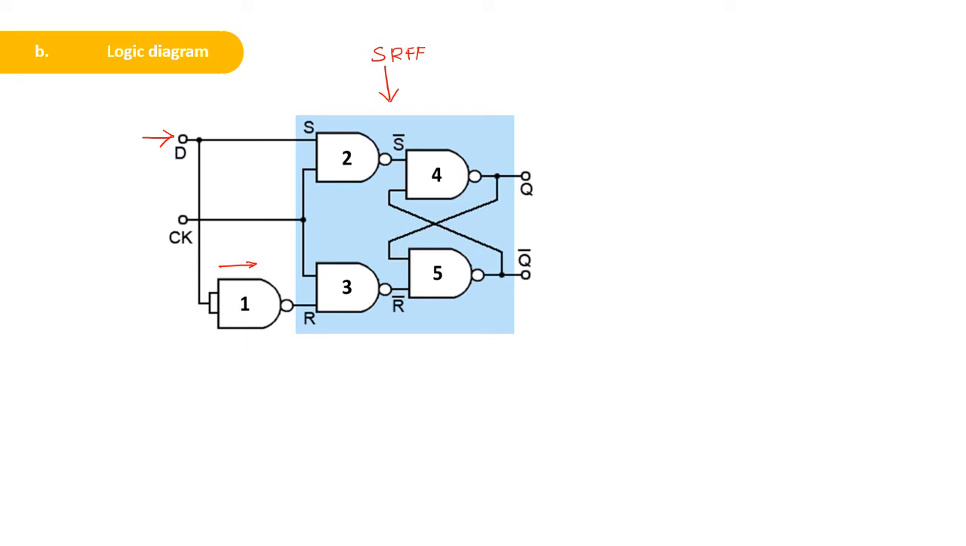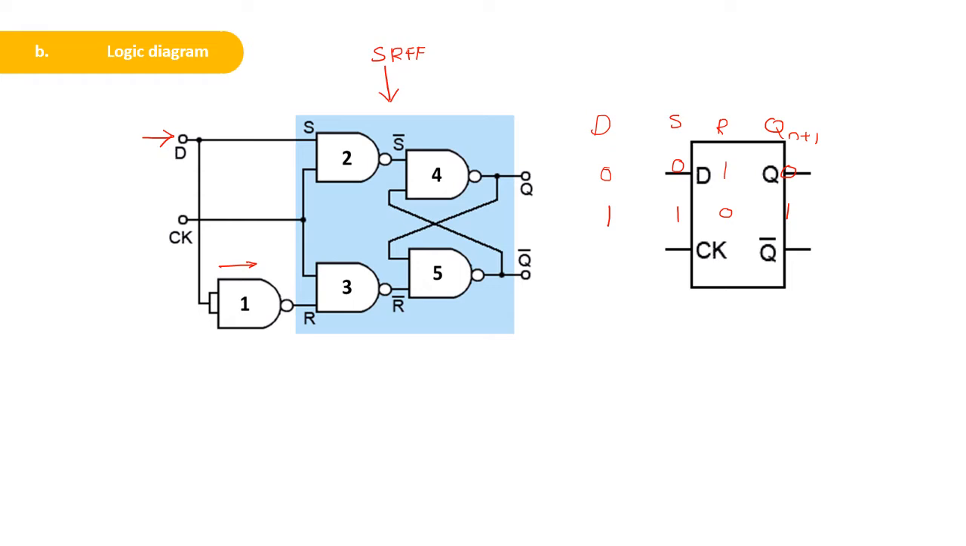If D is equal to 0, then S will be 0 and R will be 1. So when SR is 0, 1, the Qn plus 1 state will be 0. That means your flip-flop gets reset. Similarly, when D is equal to 1, S is 1 and R is equal to 0, so your flip-flop output will be 1. So your D flip-flop is the modification of the SR flip-flop.